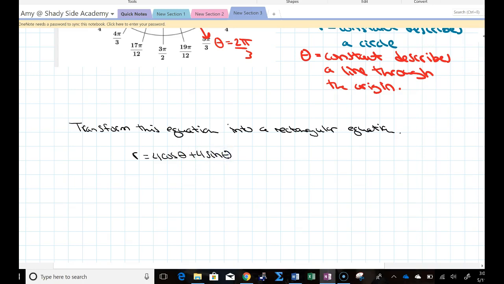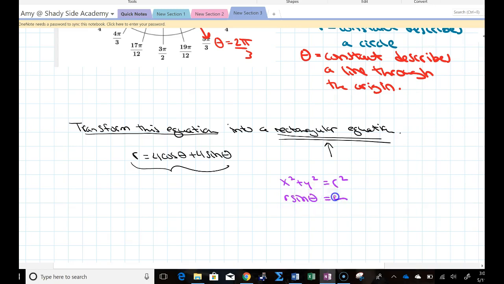Okay? All right, well, there's many things you could do here. Transforming this equation into a rectangular equation, now you know what this means. This just means an equation with rectangular coordinates, as opposed to here, this is a polar equation, an equation in polar coordinates. Those ever helpful equations, x squared plus y squared equals r squared, those are fantastic. You also know that r sine theta equals y, and r cos theta equals x.